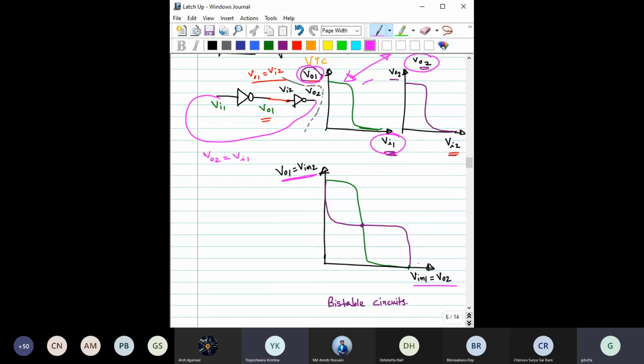If you see the characteristics of these two inverters, they intersect at these three points. One is this A, the other one is this point B, and the third one is C. So there might be three solutions. From here, either it can be here, or it can be here, or it can be here.